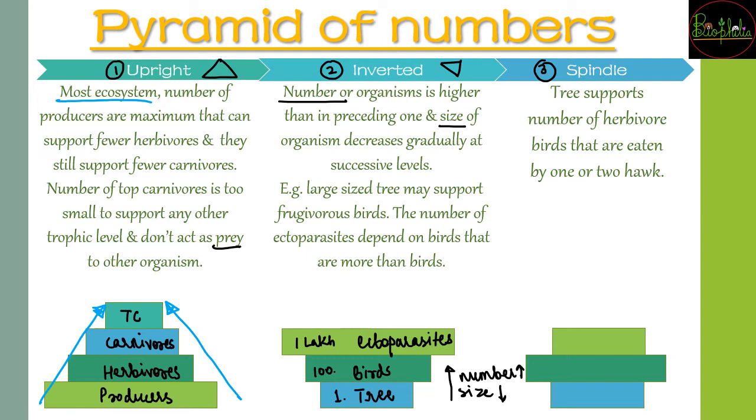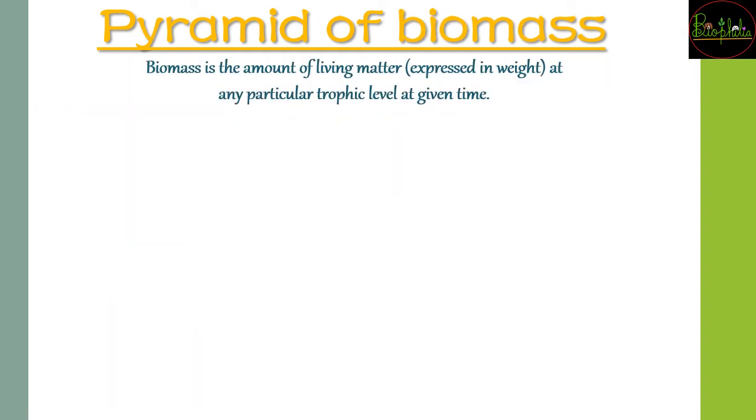So such an example is going to be a tree which is supporting a large number of herbivore birds, and these herbivore birds are going to be eaten by one or two hawks, which is a kind of top carnivore bird. So based on this you can remember the examples and the shape of the pyramid of numbers. The second type of pyramid, or category we see, is biomass.